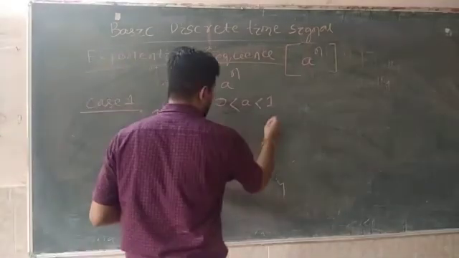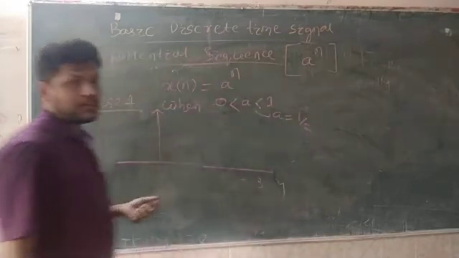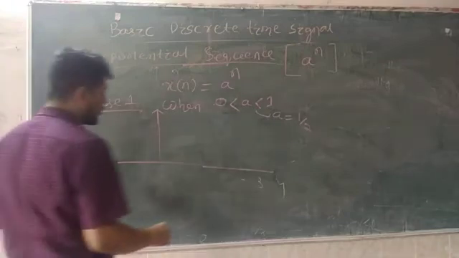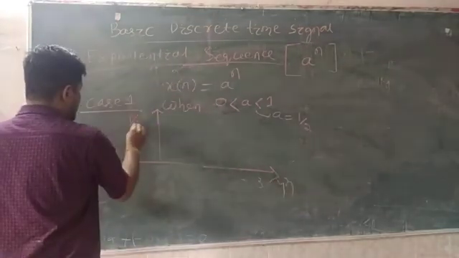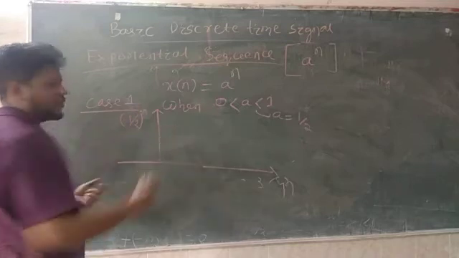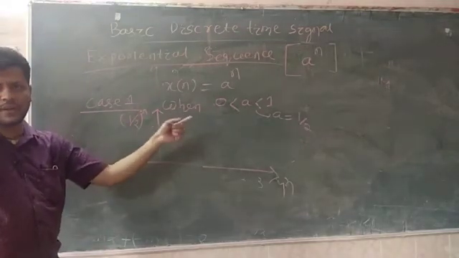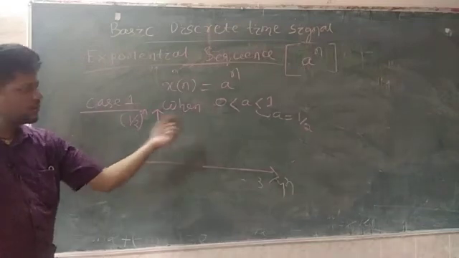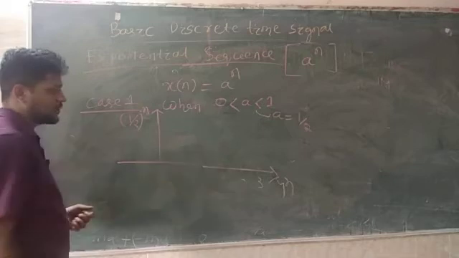Suppose in this case I am taking a equal to 1 by 2. So how to draw (1/2) to the power n versus n? I am considering the case where a lies between 0 and 1, with the value 1 by 2. So I am now plotting the graph of (1/2)^n versus n.